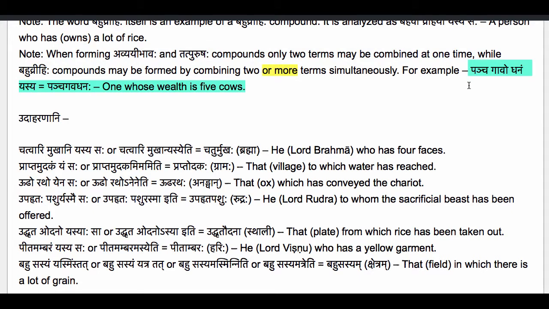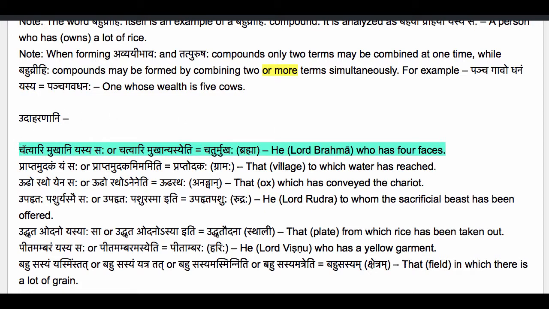Here, 3 words are being combined simultaneously to form a Bahuvrihi compound. This is also an important distinction between the Bahuvrihi and Tatpurushaha or Avyebhavaha compound. Let's take some examples now. The first example we already saw, Chatvari Mukhani Yasya Saha. It may also be expressed as Chatvari Mukhani Asya Iti. Chaturmukhaha Brahma. He, meaning Lord Brahma, who has 4 faces.